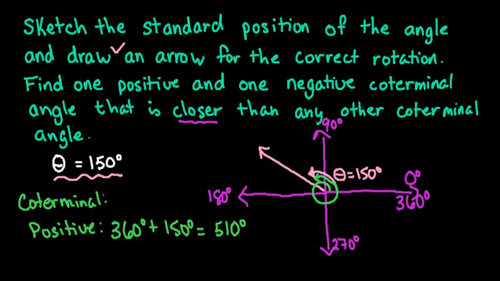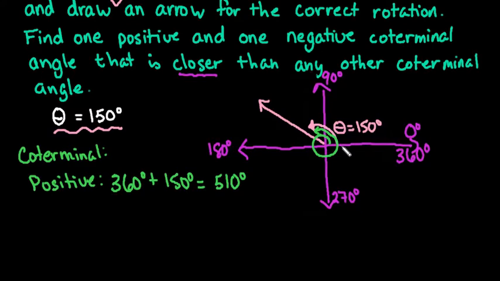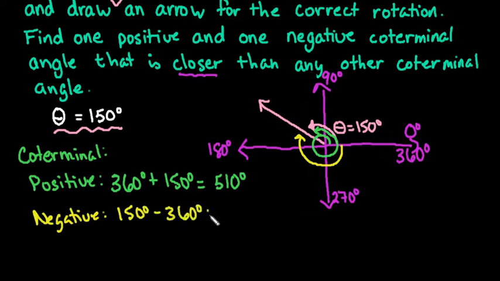For the negative angle, that means we're starting here and rotating the opposite direction. So to find the negative coterminal angle, we would take 150 degrees and subtract 360, which would give us a rotation of negative 210 degrees.